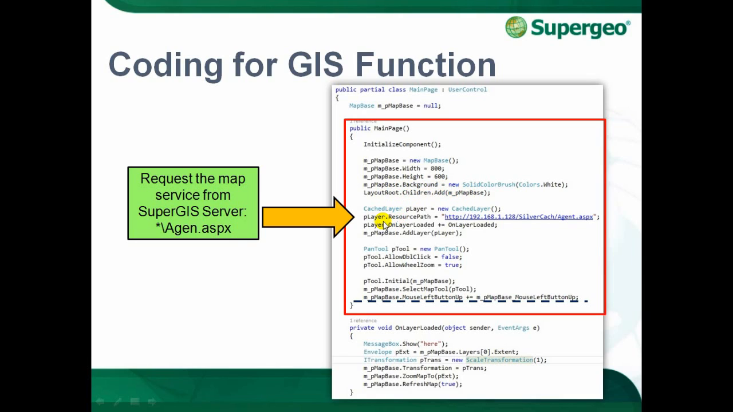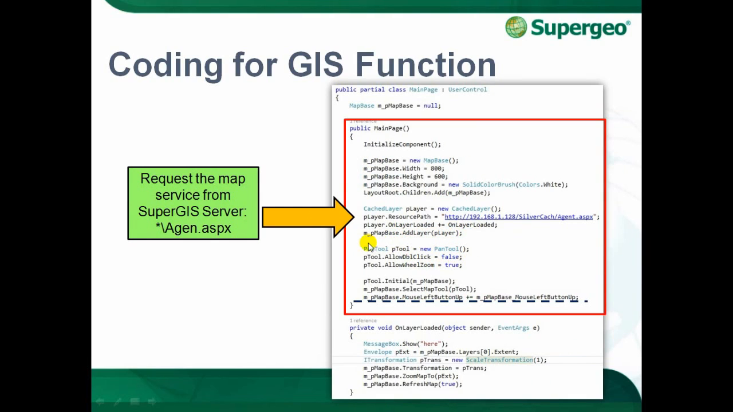And then we need to send a request to our SuperGIS server. As what I said before, we need to send a request to this one, agent.axpx. So we need to get a resource path and specify here the IP address and the name of the service, and then access from this agent.axpx, and then execute this function, and then add the layers here.